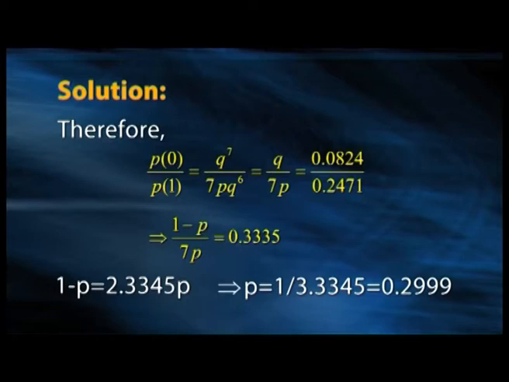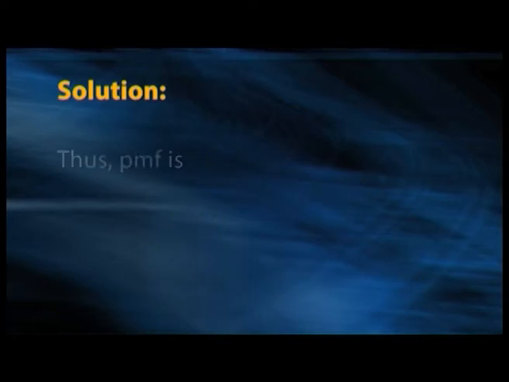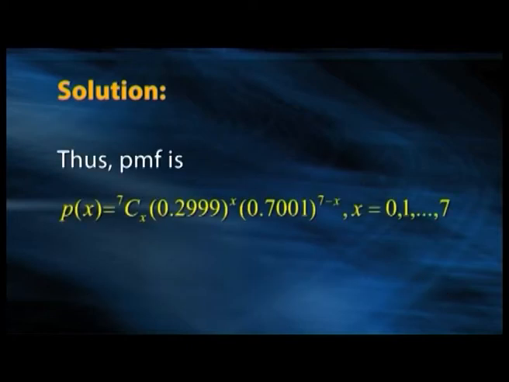which is equal to 0.2999. Thus, probability mass function is given by P of x is equal to 7Cx into 0.2999 power x into 0.7001 power 7 minus x, where x takes values 0, 1, etc., 7.